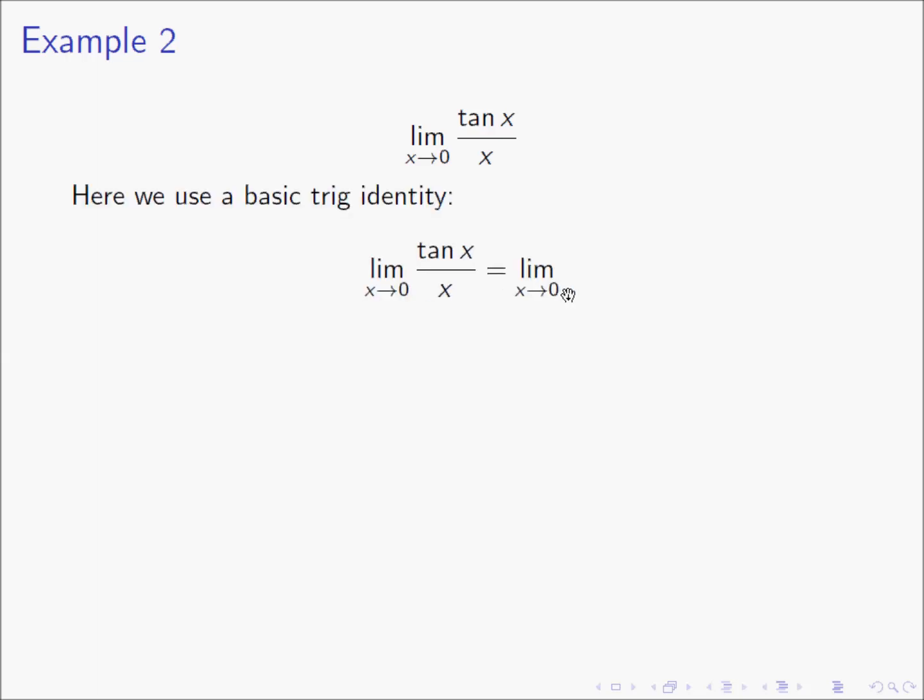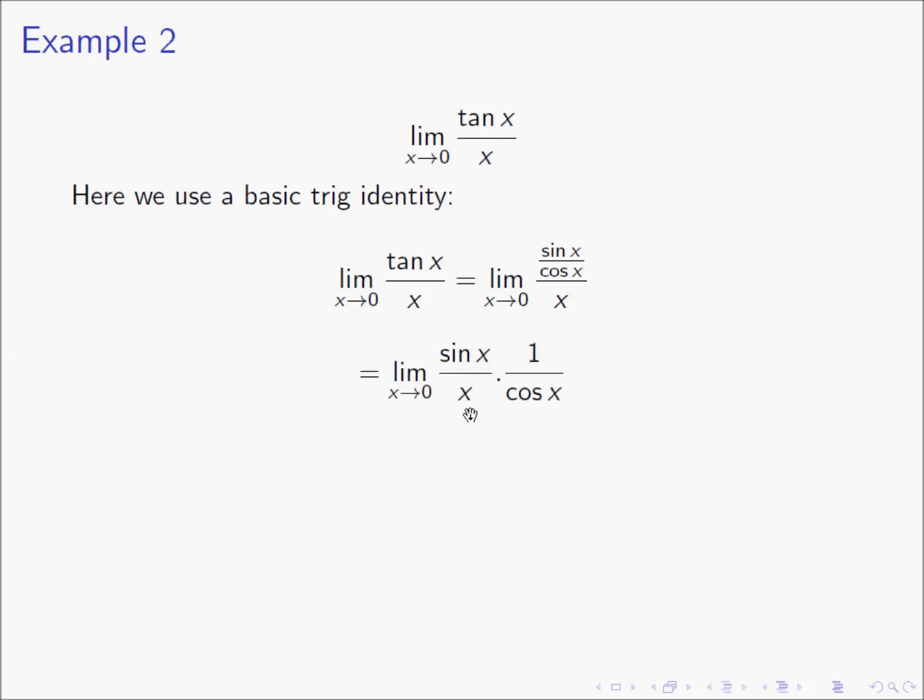Let's see another example. Here we have the limit as x approaches 0 of tangent of x over x. And here solving trig limits is like solving trig identities. Here you need to use all the identities you know from trigonometry. For example, we can replace tangent of x by sine of x over cosine of x. If we do that, we can write this as sine of x over x times 1 over cosine of x.